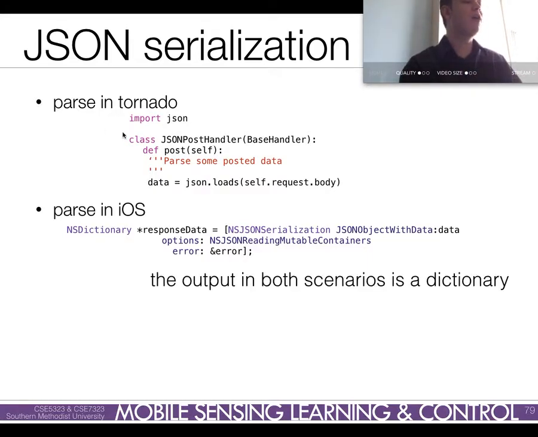Okay? In both of these scenarios, the output is a dictionary. This is Python code up here. This is a Python dictionary. This is Objective-C code down here. This is an NSDictionary, response data. Extremely similar, right?